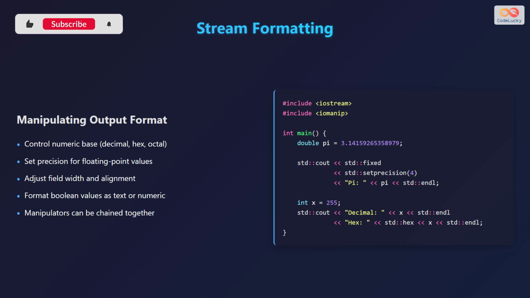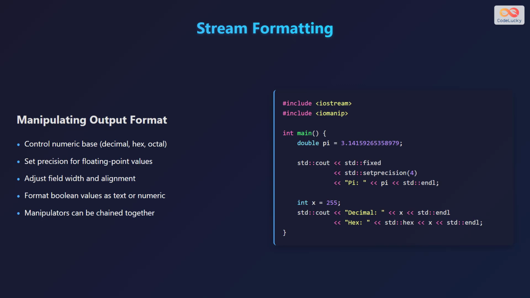Now let's dive into stream formatting. This involves manipulating the output format using several techniques. You can control the numeric base, such as decimal, hexadecimal, or octal. You can also set the precision for floating point values and adjust field width and alignment. Additionally, Boolean values can be formatted as text or numeric. Manipulators can be chained together for complex formatting.